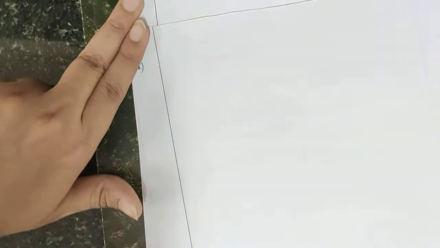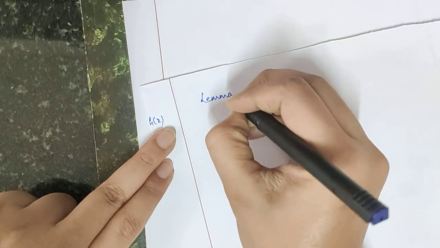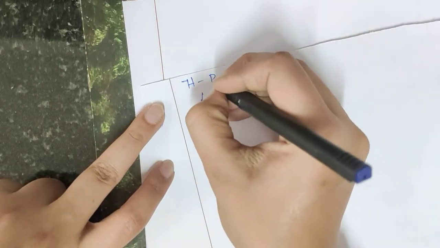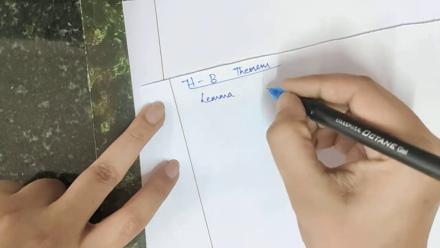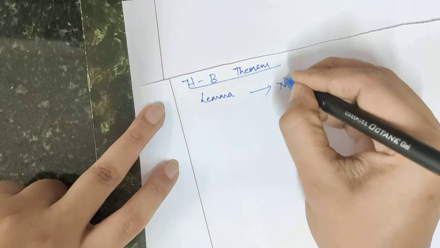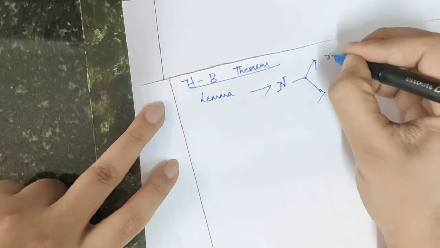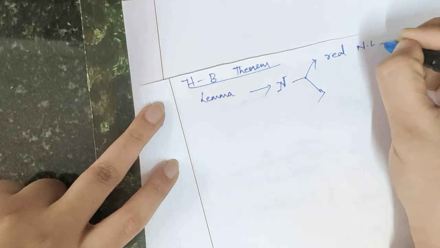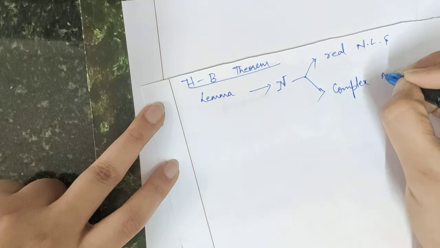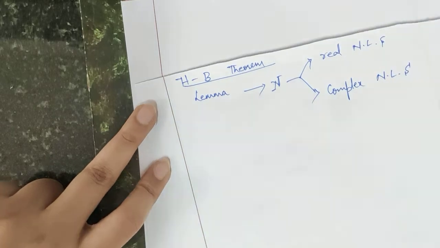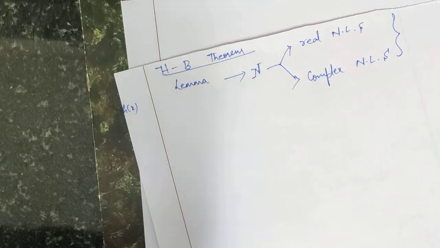Let's make a short note of this now. What all the things have we proved in order to prove the Hahn-Banach theorem? We have used the lemma. In that lemma, n acts as a real normed linear space and a complex normed linear space. For these two things we have proved the cases which they have given.